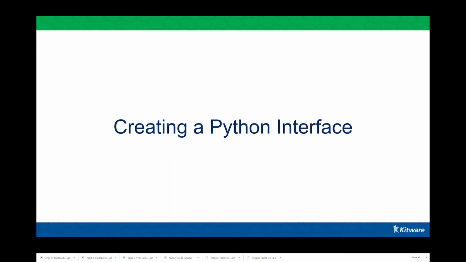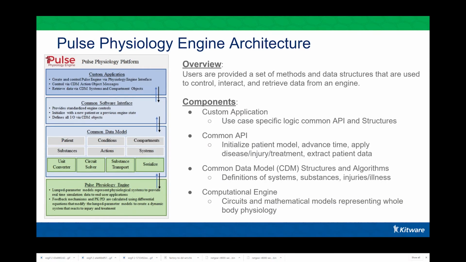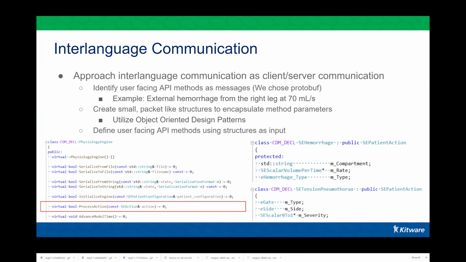So how did we do that? We created a Python interface using PyBind11. We did that through having a decent architecture where it's basically broken into components, where an application can talk to the Pulse Physiology Engine through a common software interface using a common set of data structures. So if we have that API and data structure layer that's basically encapsulated, we can really treat interlanguage communication as a client-server communication.